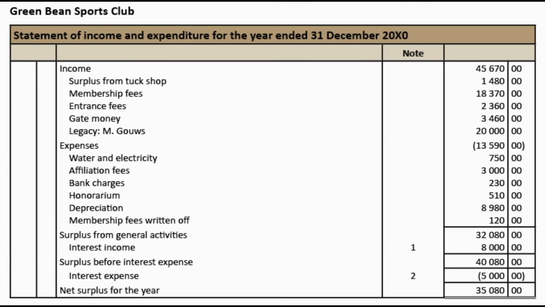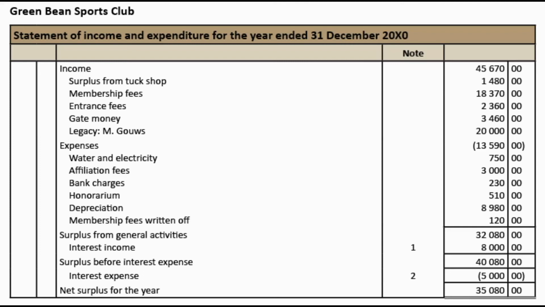It's just the 32,080 plus the 8,000, which gives you that 40,080. And then we need to subtract or deduct the interest expense, which was 5,000. Remember, there was also an adjustment regarding that interest on loan. The total was 2,500, and then there was an adjustment for expenses accrued, 2,500.